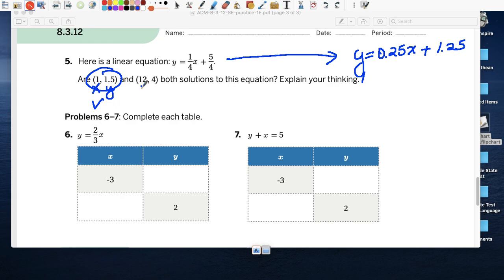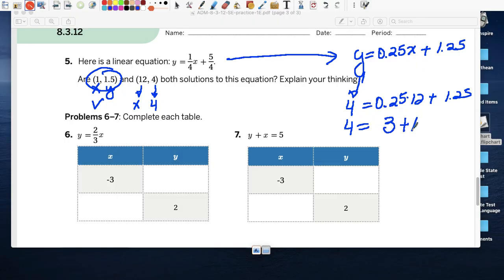Second one. X is 12, y is 4. Something tells me that that's not going to work. Y equals, so instead of y, we're going to put 4. And we're going to go 0.25 times 12 plus 1.25. 4 equals, so 0.25 is a quarter. What's a quarter of 12? A quarter of 12, or 1/4 of 12, is 3. I'm going to add 1.25 to it. And you can tell that this is not true because 3 plus 1.25 is 4.25, and they're not equal to each other. So this one is a no, it's not on the line.